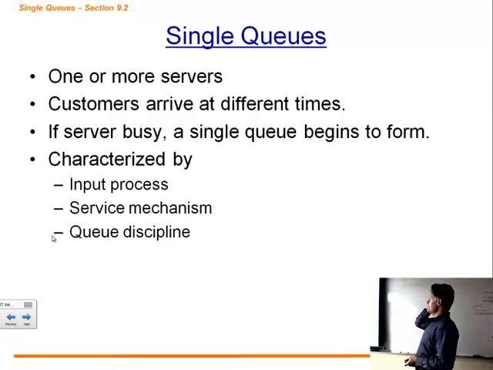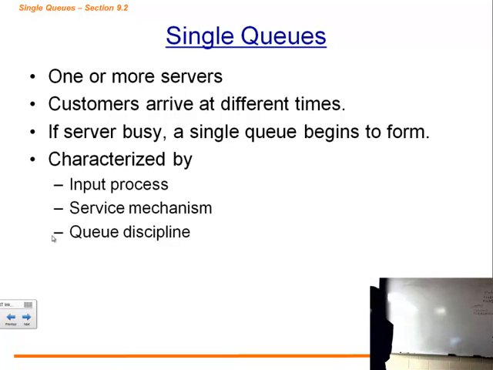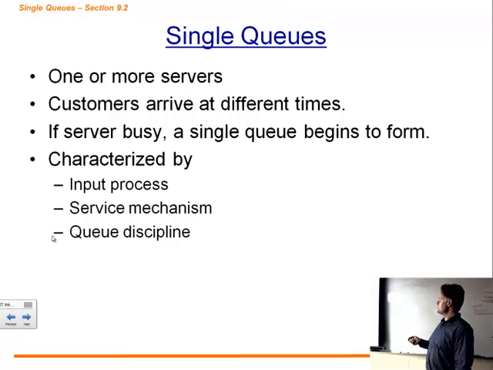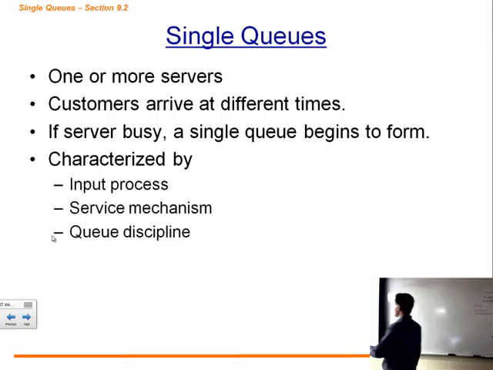So we are going to deal with single queues only. So our systems will consist of a single queue. You can describe multiple queue systems, but we're not going to do that. We assume there are one or more servers. Customers arrive at different times. If a server is busy, a single queue then begins to form as people arrive. If all the servers are busy and somebody arrives, they get put in a queue. So a queue begins to form at that point.